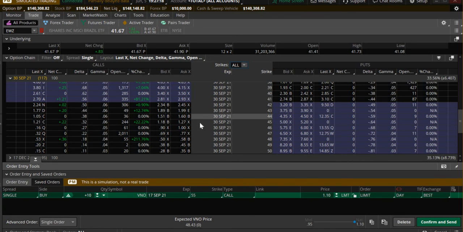So let's look at this one here. This one is a 45 strike call, expiration on September 30th, 2021. It's got a delta of 0.32. It's got an open interest of 244. So say I'm interested in buying it, I just click here. Note it says this is a simulation, not a real trade. This is important if you're not wanting to put your real money into it, you're just wanting to speculate and use paper trading. It needs to say this.